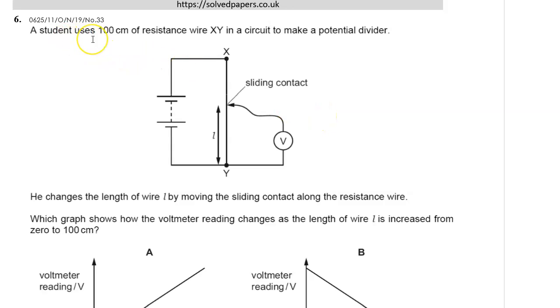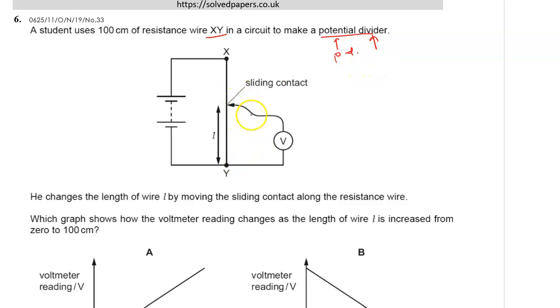A student uses 100 centimeter of resistance wire XY in a circuit to make a potential divider. A potential divider does what the name says. It divides PD. It divides the PD of a cell.